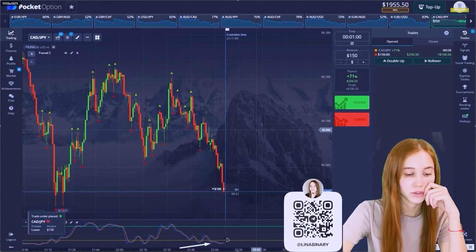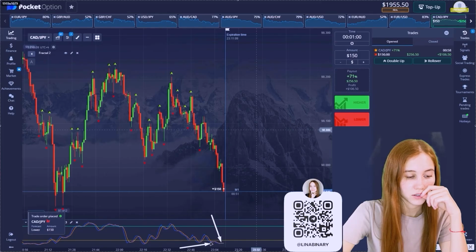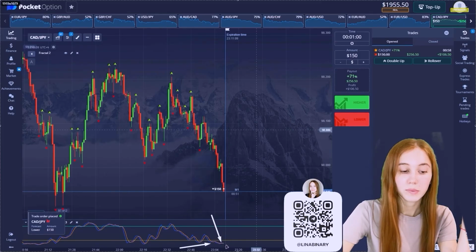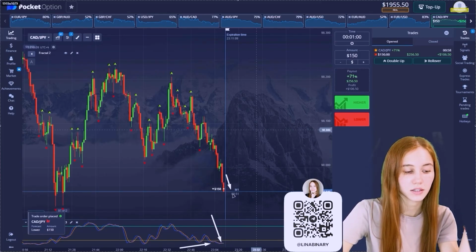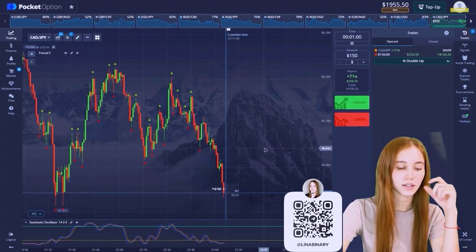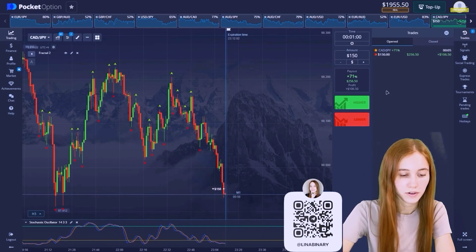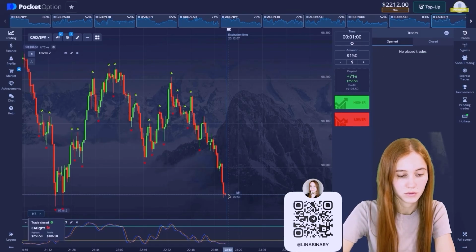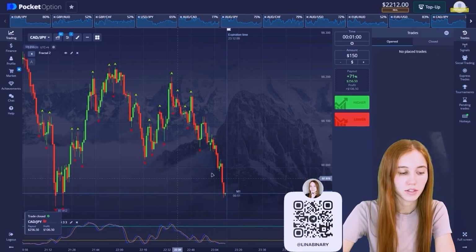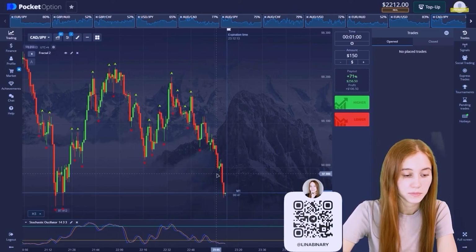Also, if you look closely, the orange line began to dominate the blue line. That indicates that the trend will fall. 6 seconds until the end of the deal. And 5. Yeah, plus deal, profit is $106. So let's sum it up.